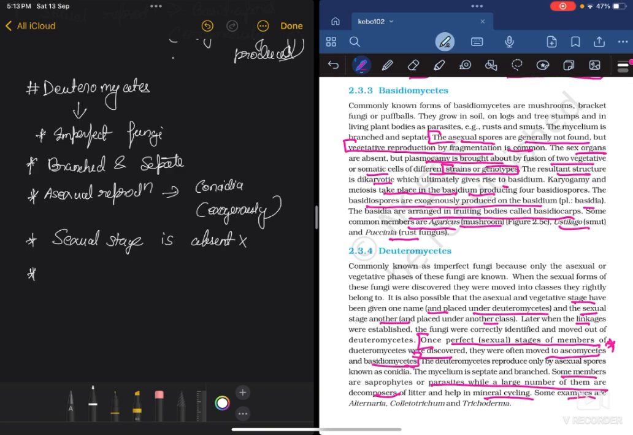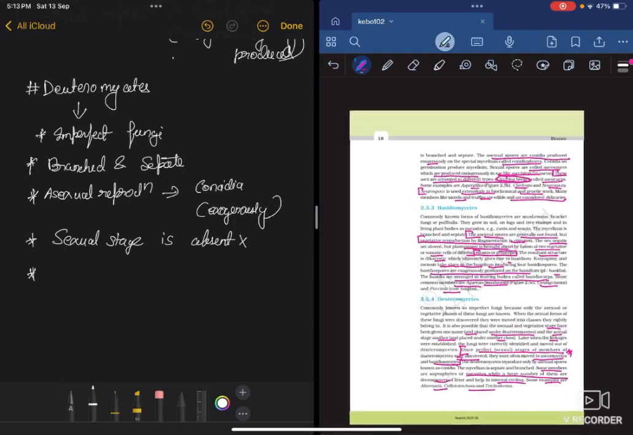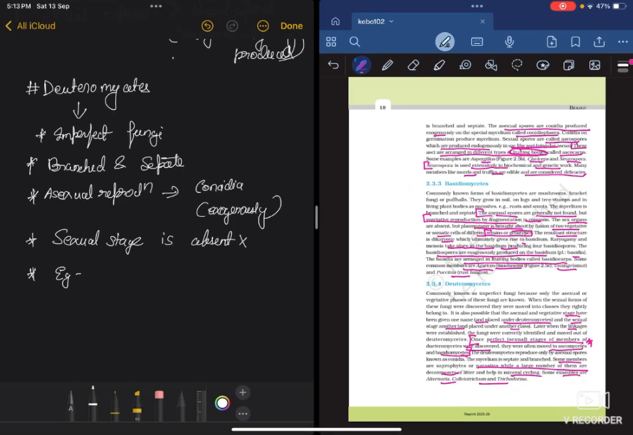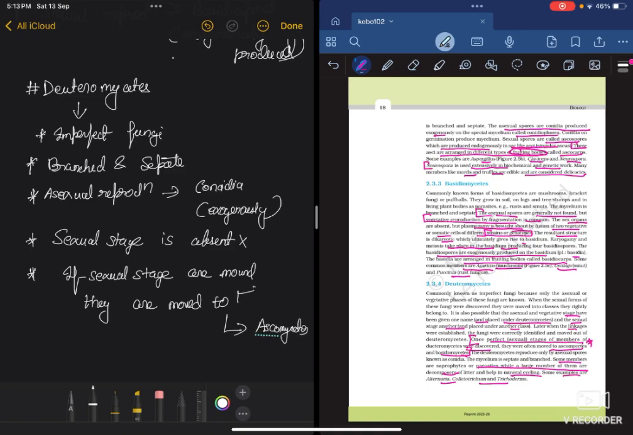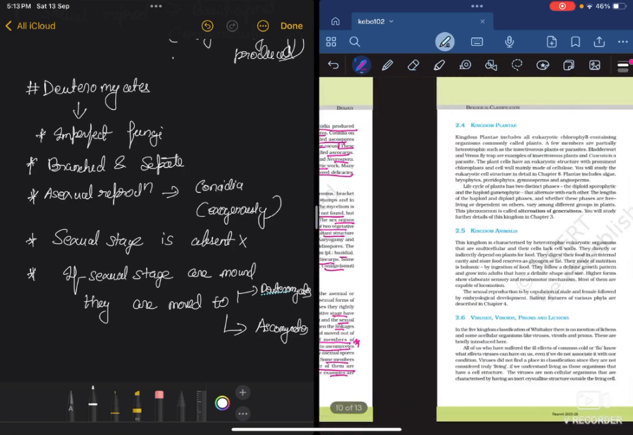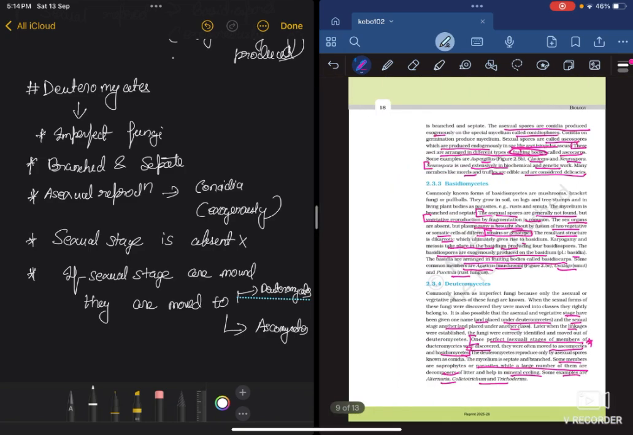So the sexual stage is generally absent in Deuteromycetes because of that reason. Some examples are Alternaria, Colletotrichum, and Trichoderma. I am writing that point over here: if sexual stages are found, they are moved to Ascomycetes or Basidiomycetes. So with this we have completed the kingdom fungi.